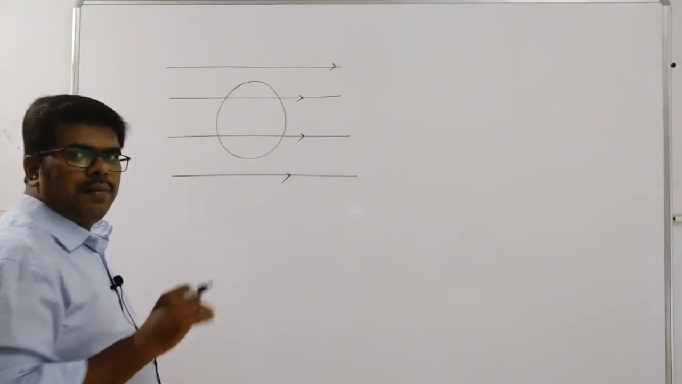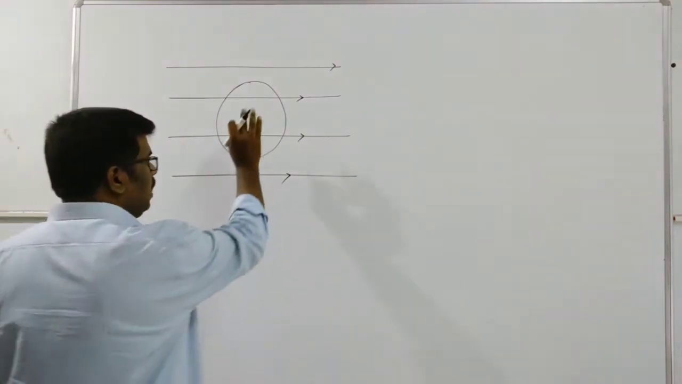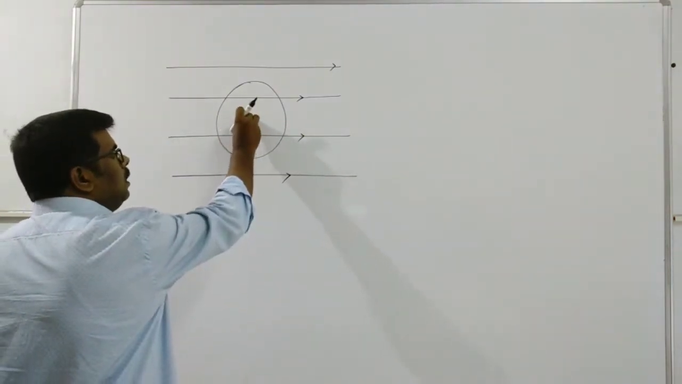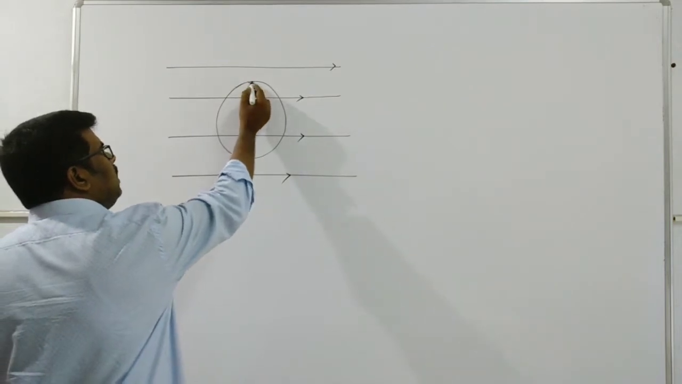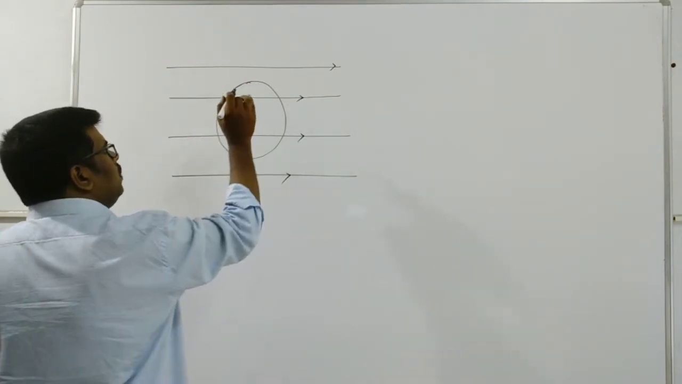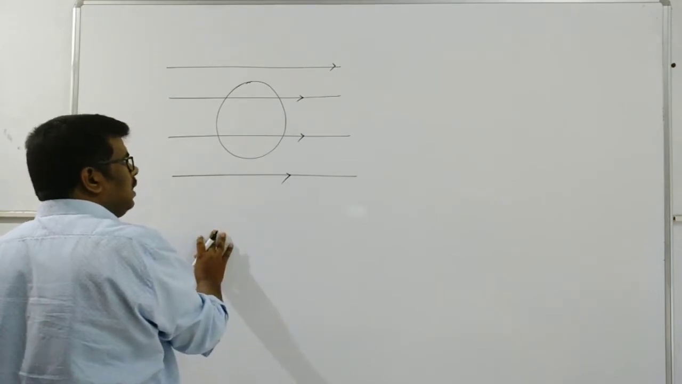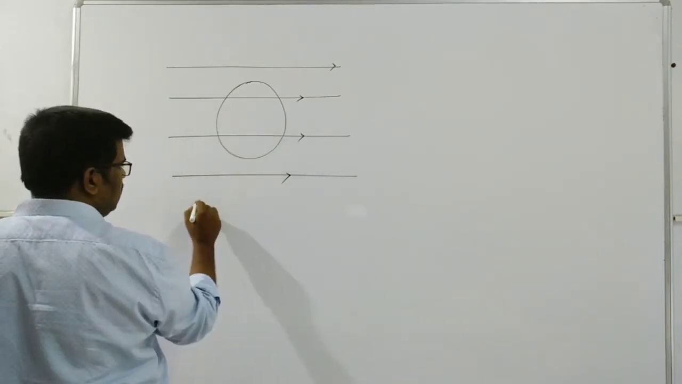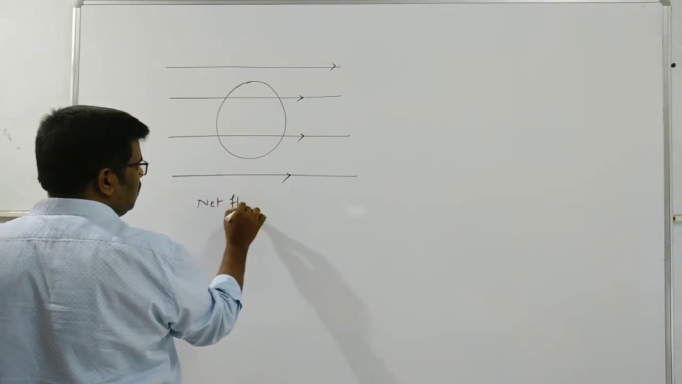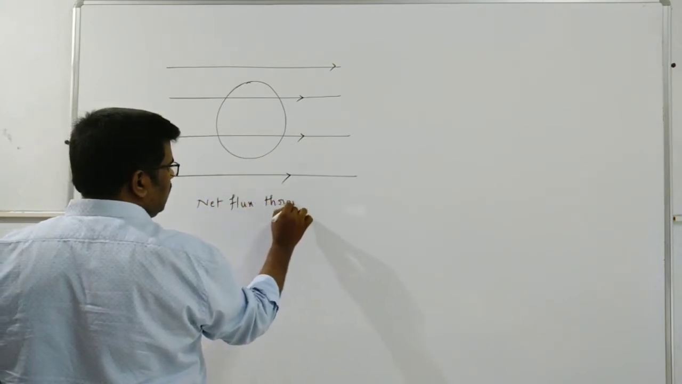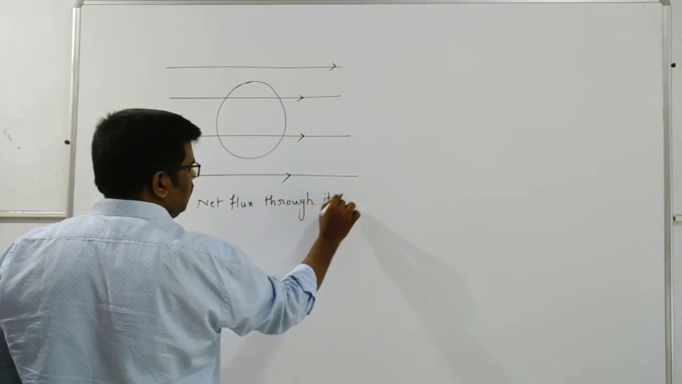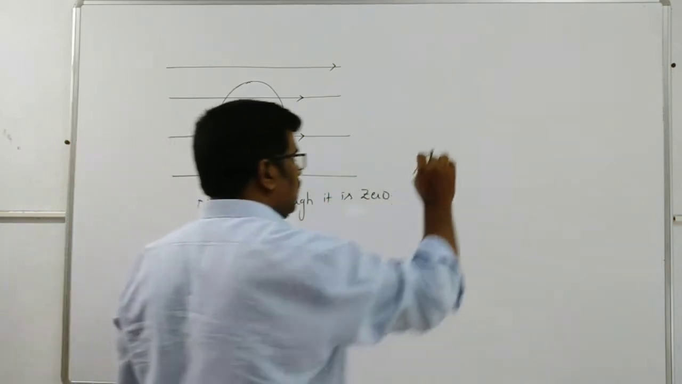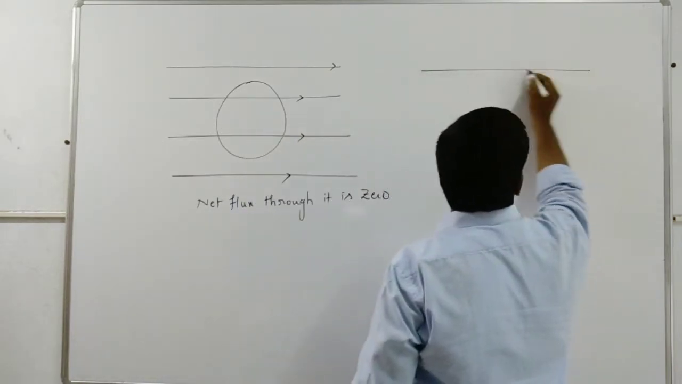so if you place a body which is not enclosing any charge, just a closed body, a sphere or whatever it is, placed in a uniform electric field, then if it does not enclose any charge, the net flux through it is 0.